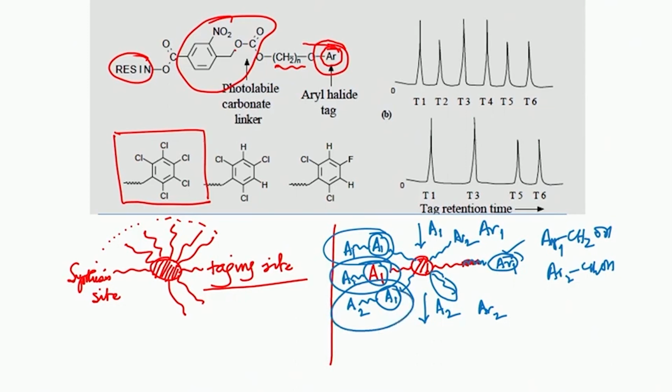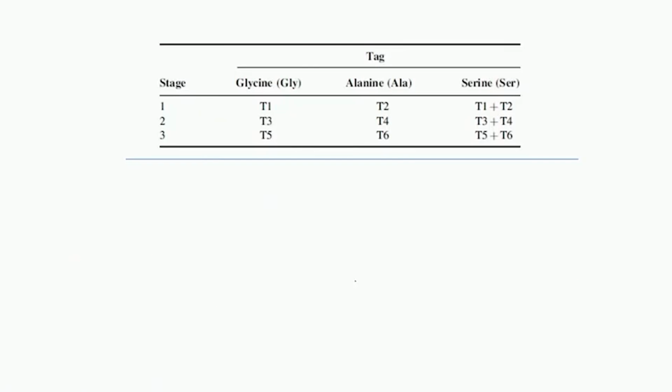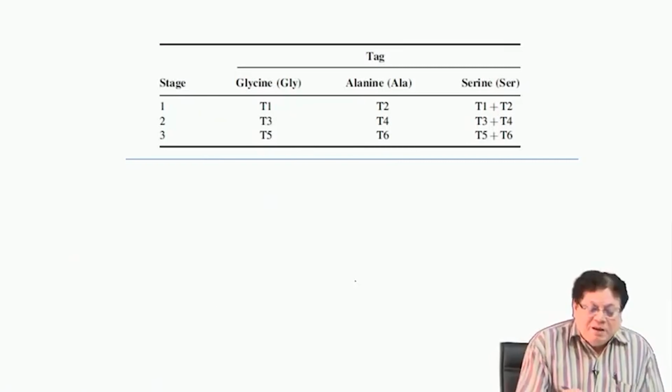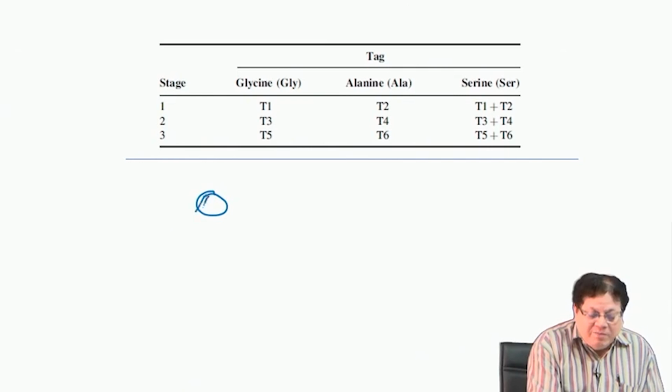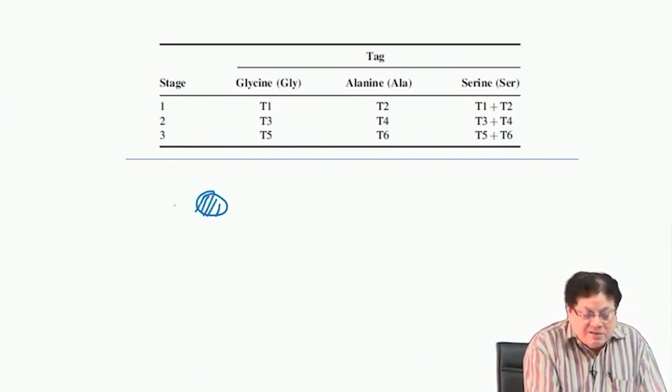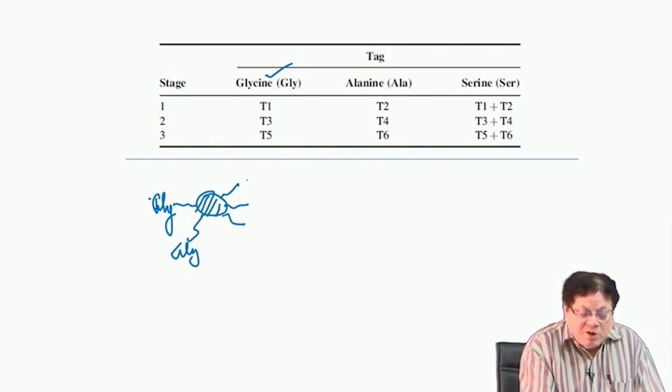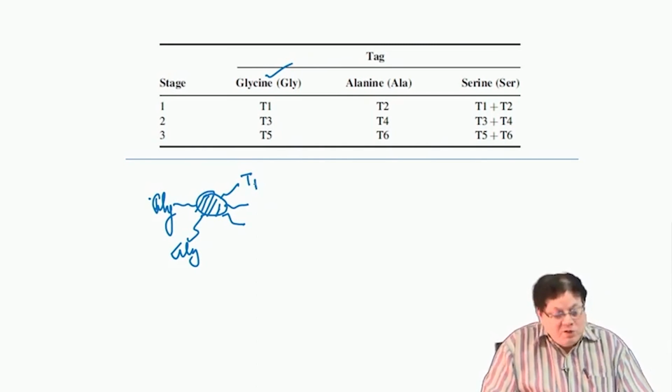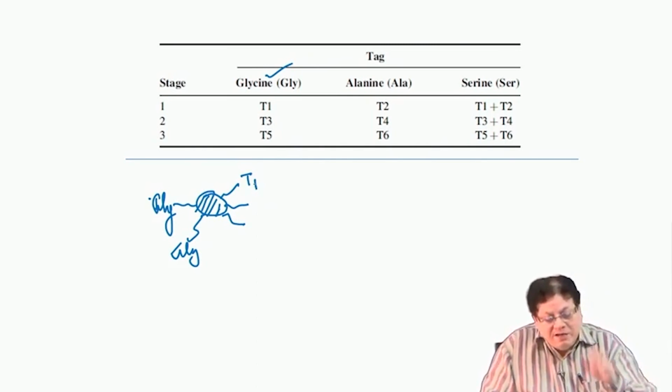So, now let us see, I think this is still not clear, I want to make it a little bit clearer. Now, in the bead, again this is peptide synthesis. What is done is, this is the tagging. So, whenever you add glycine, so you have, these are tagging sites. So, you add T1. So, basically you are adding glycine, so you are adding T1.